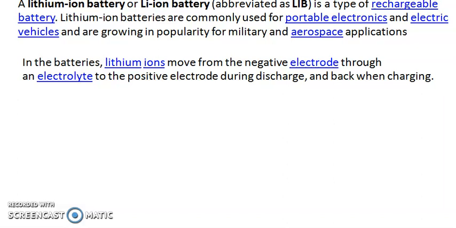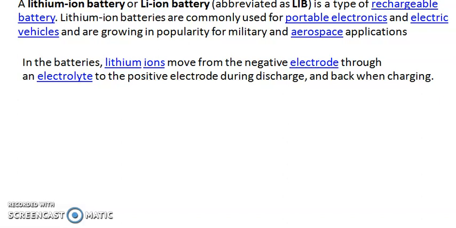Good morning, students. Our next topic is lithium-ion batteries. It's abbreviated as LIB, and it's another type of rechargeable battery. Normally we are using these batteries in portable electronic devices, electric vehicles, military purposes, and aerospace applications.